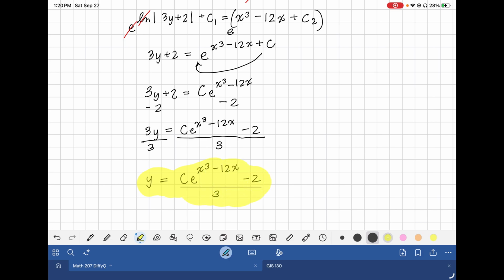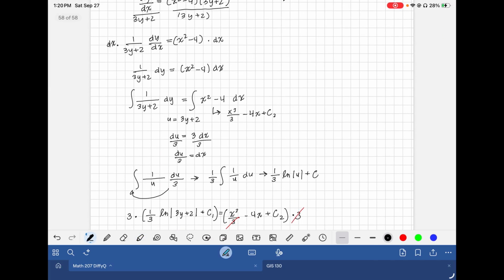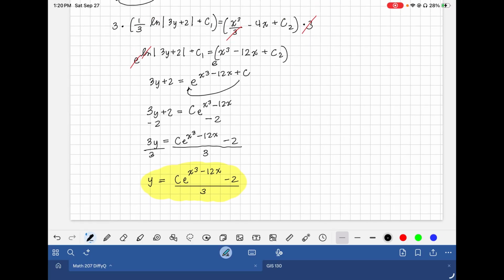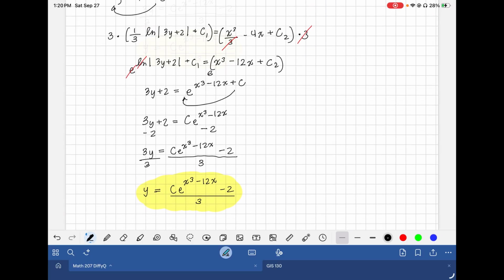Because we didn't have any points, it wasn't an initial value problem, it's not going to be our particular solution, but just a general solution. So yeah, there's the first one.